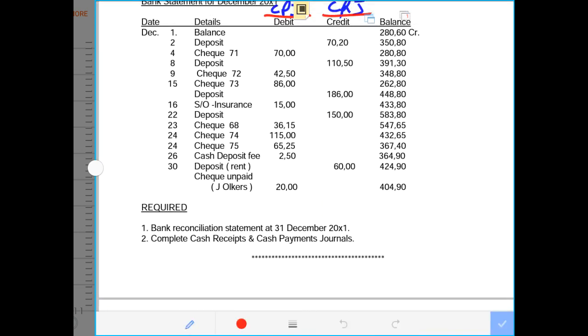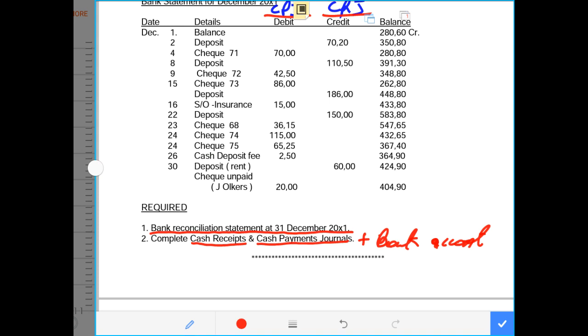Therefore, now we go to what we are required to do. We are required to do the bank reconciliation statement at 31st of December 2001, and to complete the cash receipt journal and the cash payment journal plus the bank account. I also want to add the bank account, though it's not given, but it's a very important account to do whenever you do the bank reconciliation statement.